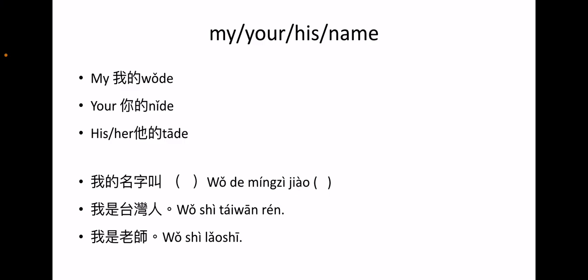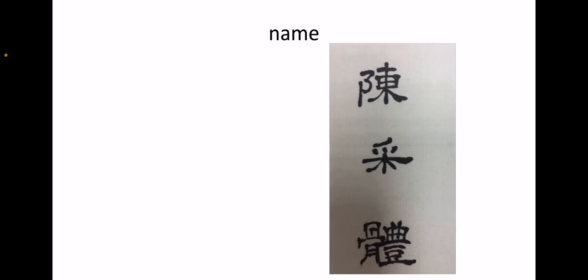我是长荣大学的老师。Name, 陈彩体。At the end of November, we would invite our good friend, Professor Shen, a Chinese painter and calligrapher, to teach us how to make Chinese painting and write Chinese calligraphy. And this, okay, is written by Professor Shen. 沈老师帮我画的陈彩体。名字，我的名字叫陈彩体。In the Chinese tradition or custom, family always comes first.